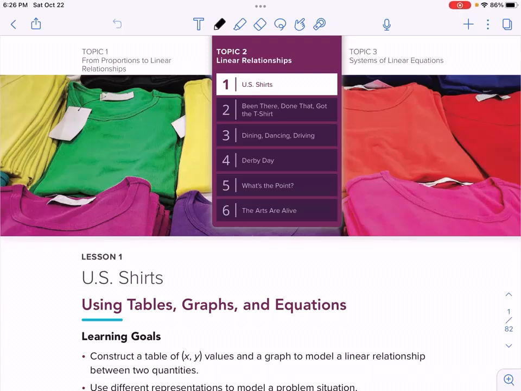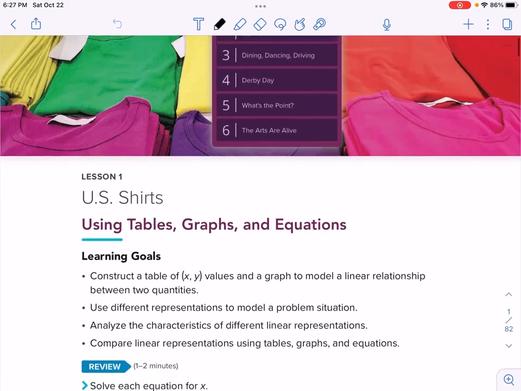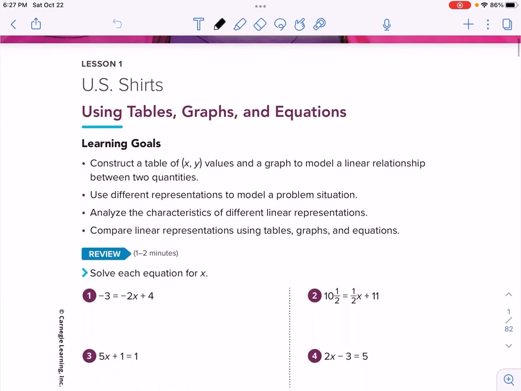We are starting on page 225. This is Module 2, Topic 2, Lesson 1, titled US Shirts, using tables, graphs, and equations. So our learning goals: construct a table of X and Y values and a graph to model a linear relationship between two quantities. Use different representations to model a problem situation. Analyze the characteristics of different linear relationships, and compare linear relationships using three things: tables, graphs, and equations.